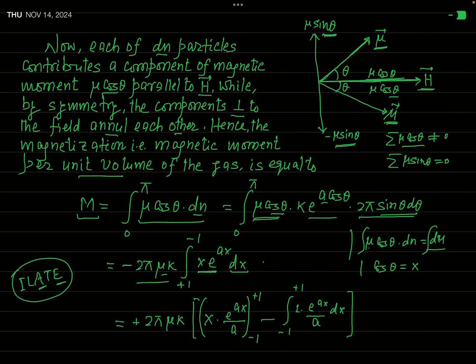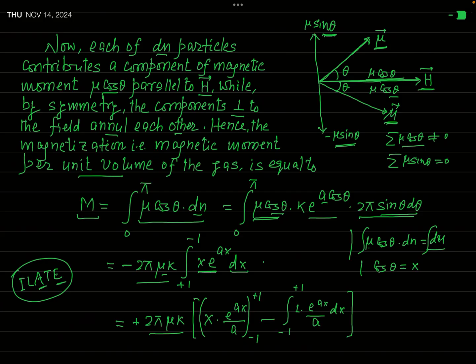Now again this minus sign has been changed to plus by interchanging the limits. The lower limit we will make upper and upper limit will be made lower. Then this minus will become plus. So this is 2 pi mu k.